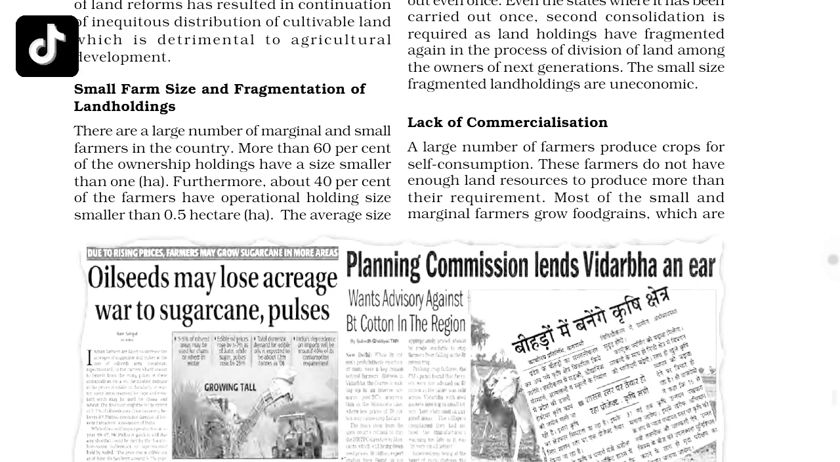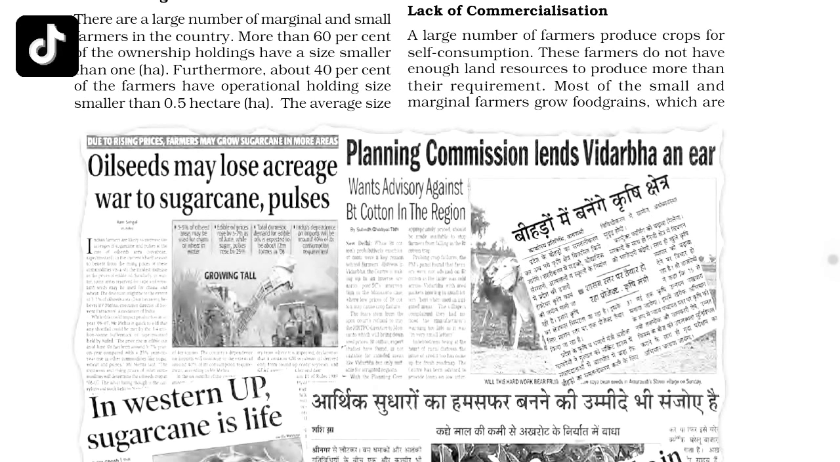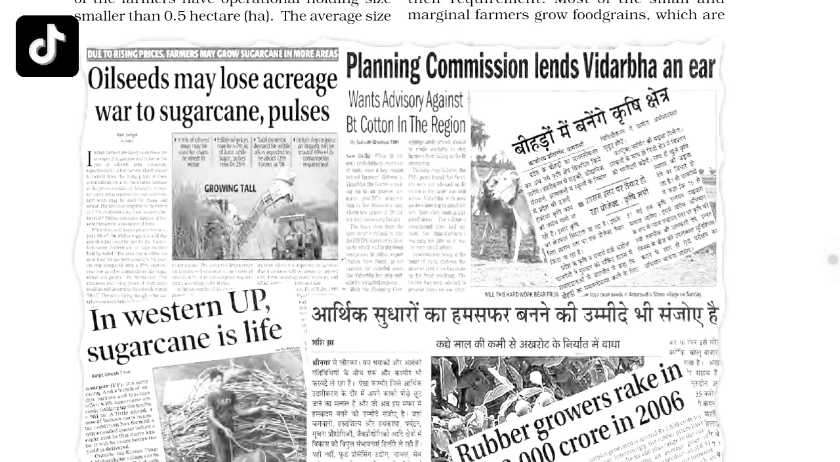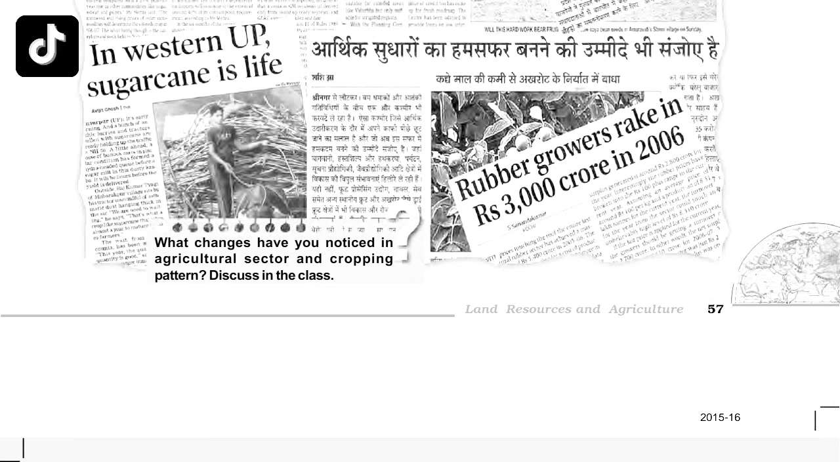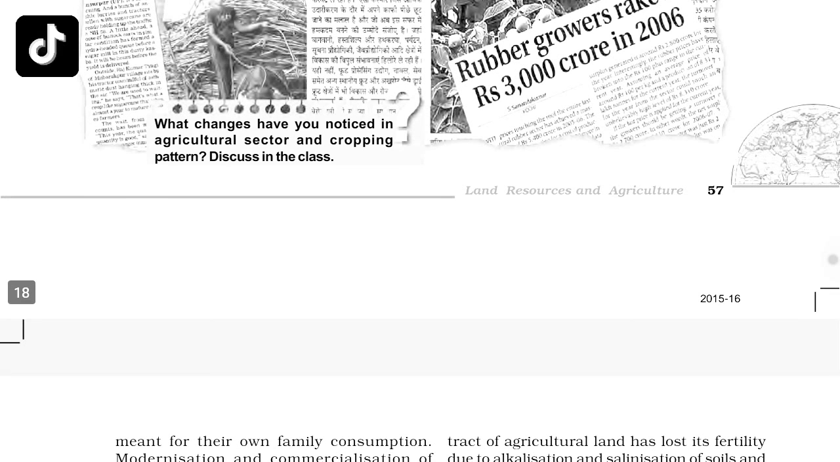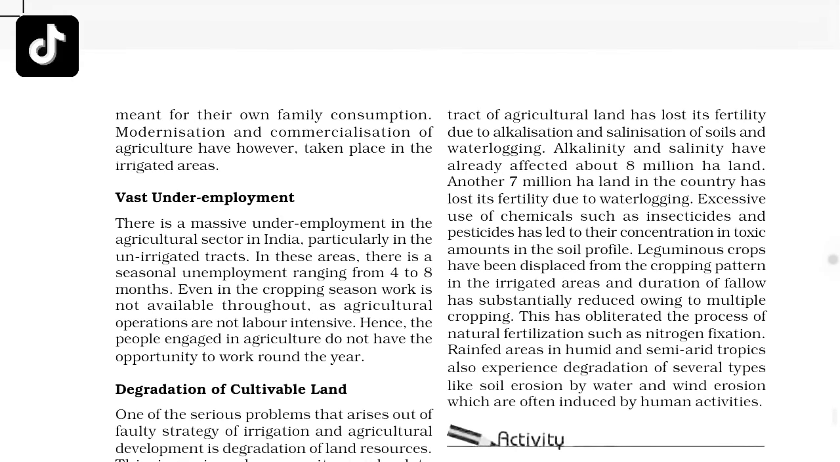And the last point is degradation of cultivable land. Okay, excessive use of fertilizers, salinity, alkalinity, waterlogging has led to constant degradation of soils. So this is a problem of degradation of cultivable land, and also land reclamation practices can be adopted to combat this particular problem.